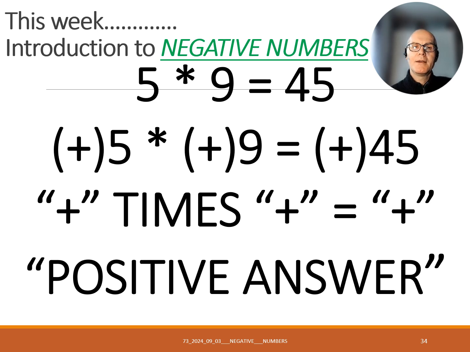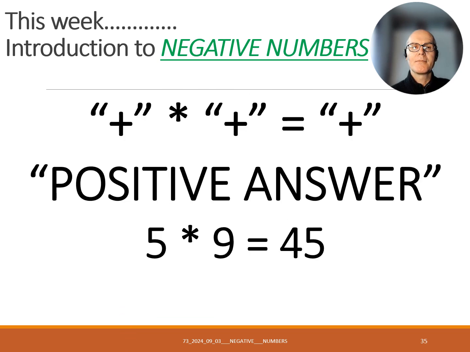Let's look at this one. 5 times 9 equals 45. Positive 5 times positive 9 equals positive 45. A positive times a positive equals an answer which is positive. In this case, 5 times 9 equals 45.